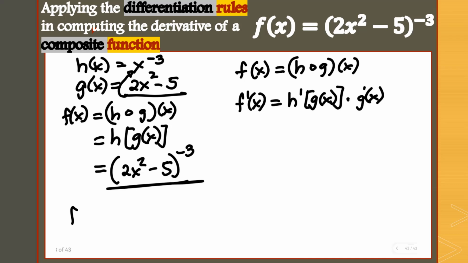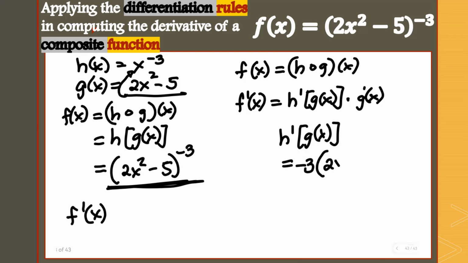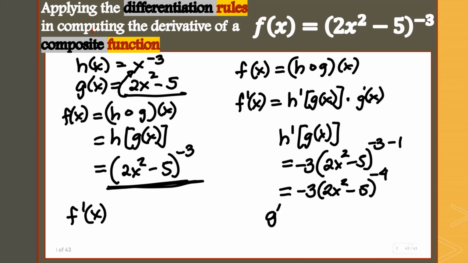Before solving this as itself, let us first show the possible values or expressions, so that we could just substitute them later. We're going to treat this as one whole expression, then use the rule for power. So you'll have negative 3 times 2x squared minus 5 raised to the power of negative 3 minus 1, according to the rule in differentiating a power, that's n minus 1. Hence, you will have negative 3 times the binomial expression 2x squared minus 5 raised to the power of negative 4.